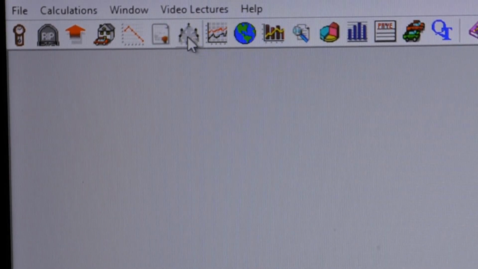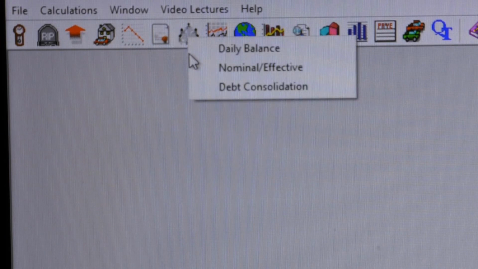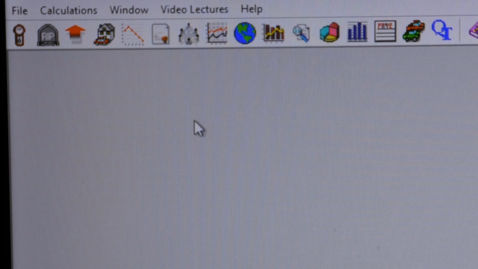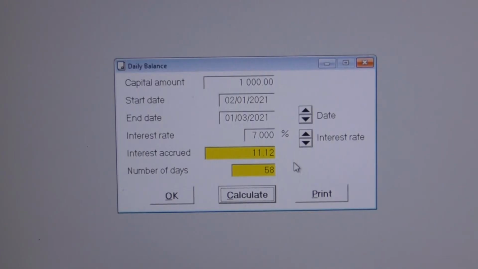This icon opens some banking calculations, with 3 different banking calculations. The first banking calculator is a daily balance interest calculator. This is a calculator that people in finance use every day. In our example, we have a debt of 1,000 rand owing for 58 days from the 2nd of January to 1st of March, and at 7% the interest is 11 rand and 12 cents.